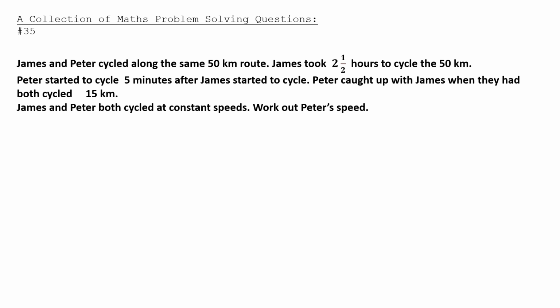James and Peter cycled along the same 50-kilometer route. James took 2.5 hours to cycle the 50 kilometers. Peter started to cycle 5 minutes after James started to cycle. Peter caught up with James when they had both cycled 15 kilometers. James and Peter both cycled at constant speeds. Work out Peter's speed.